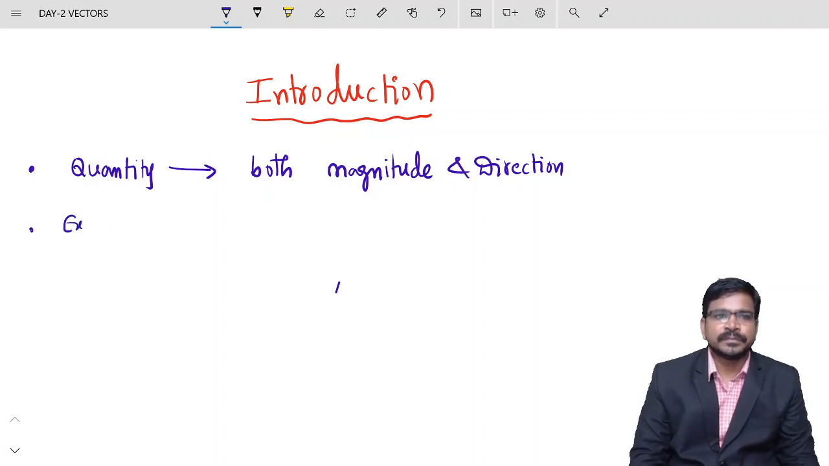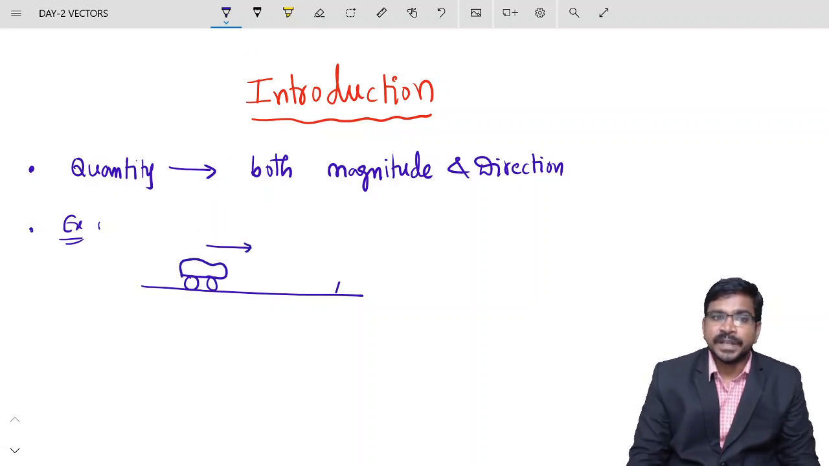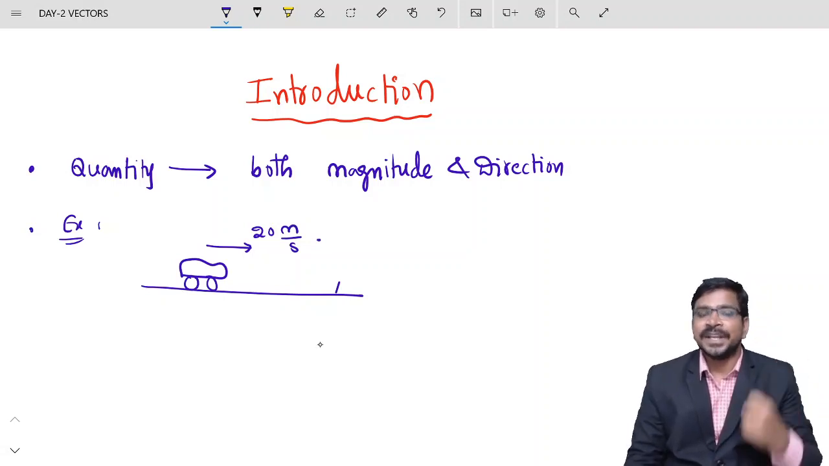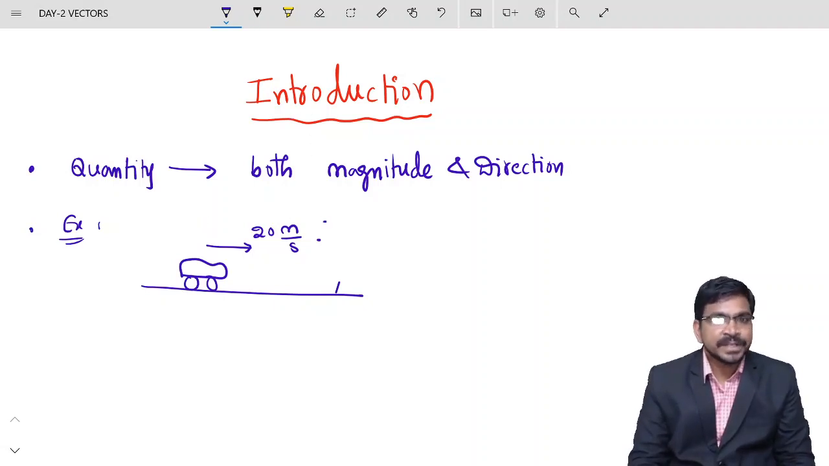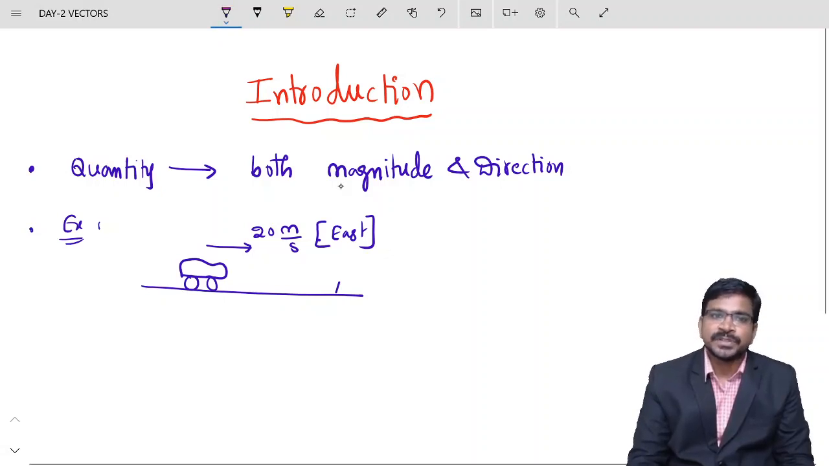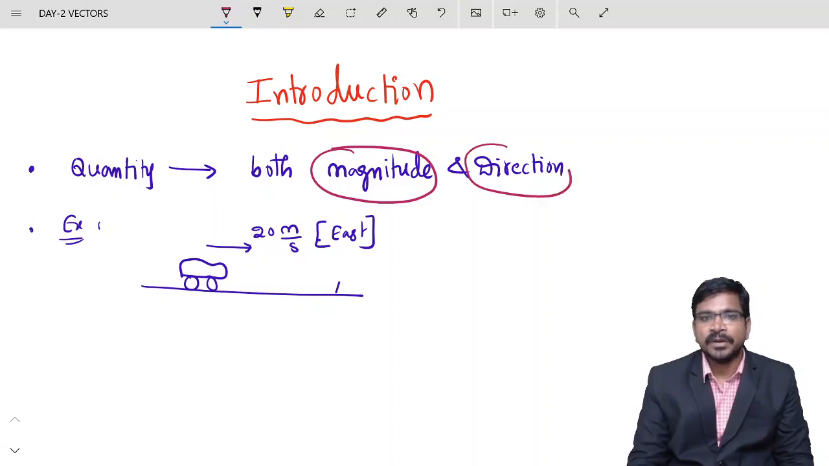Example, suppose a person travels by his car with velocity 20 meters per second. Here we did not mention any direction. That means this will give you only a scalar. But if I mention direction also, like east direction, then this will be a vector, right? So the important thing is that the quantity must have both magnitude and direction.